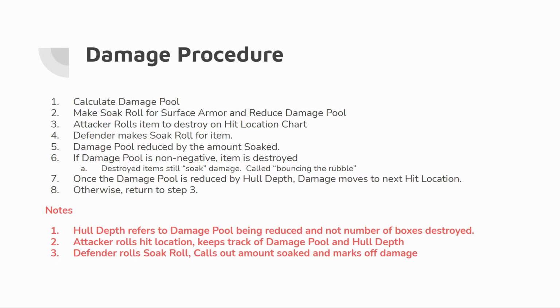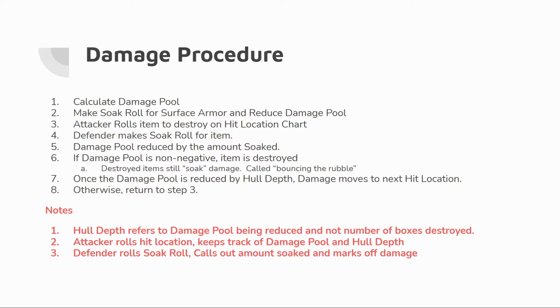So the key things to remember, hull depth refers to the damage pool being reduced and not the number of boxes being destroyed. So with our hull depth of 8, it means our damage pool has been reduced by 8, not 8 boxes have been destroyed. Thanks to the ability to roll zeros and SI hits, and items having 0 armor, you can destroy an infinite number of boxes and not reduce the damage pool. Of course, rolling all the zeros will mark off the SI track, and your ship will eventually go boom anyways, but yeah. Now, these next 2 items are very important.